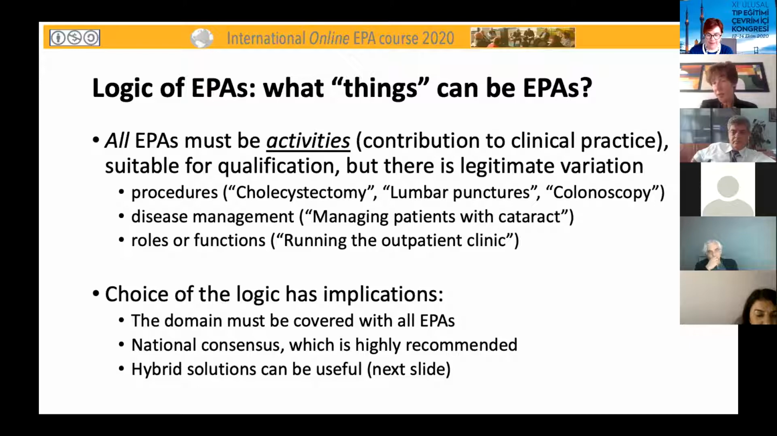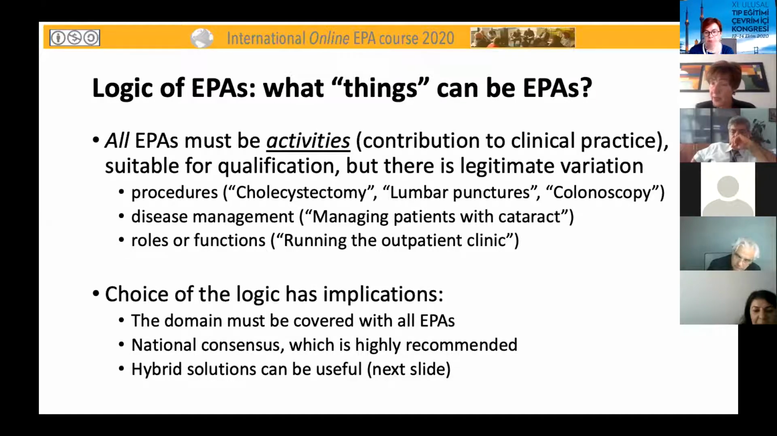I already addressed that all EPAs must be activities, but of course, there is legitimate variation in what kind of activities. So you can conclude that for surgery, for example, certain procedures are activities, like all the things you have to do with your hands. But for general internal medicine or pediatrics, it's more like disease management that you can define as an EPA. Now, what we have done in internal medicine in the Netherlands, we have defined roles or functions as EPAs. One example is running the outpatient clinic or running the ward or doing consultations. And you have to make the decision depending on the context you're working in. The choice that you make has implications.